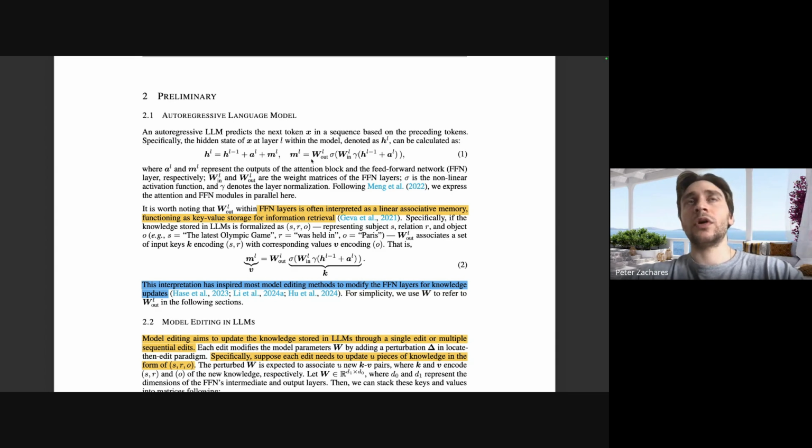But all of their work in learning new information is actually focused on updating this matrix here, W out. And it says over here, this is the reason why. It says, it is worth noting that this weight matrix within a feed-forward network is often interpreted as a linear associative memory, functioning as a key-value storage for information retrieval.